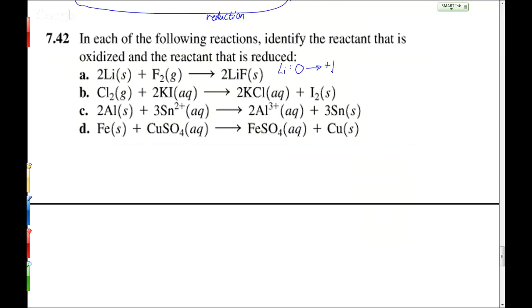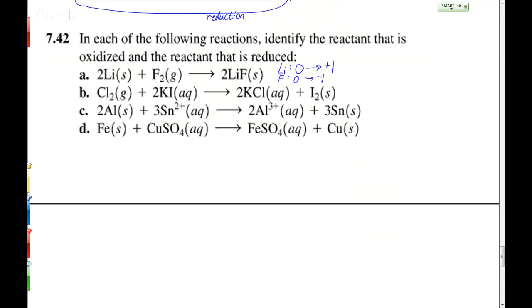And you can either figure that out from knowing that lithium is +1 and they have to be 0 overall, or you can know that fluorine usually makes a -1 ion from its position on the periodic table. So that means that fluorine in this reaction is going to go from 0 to -1. Okay. So which is an example of oxidation and which is reduction?